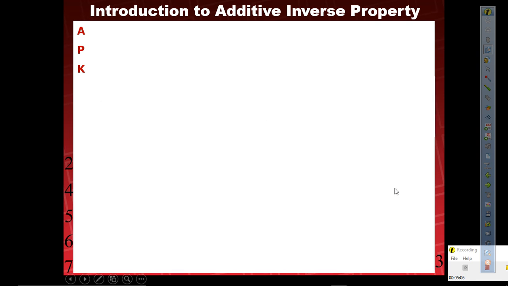Next, underneath this for your model, the one you did today, I want you to write the next property, identity property of addition. Identity property of addition. Write it right underneath the little box there. Identity property of addition.